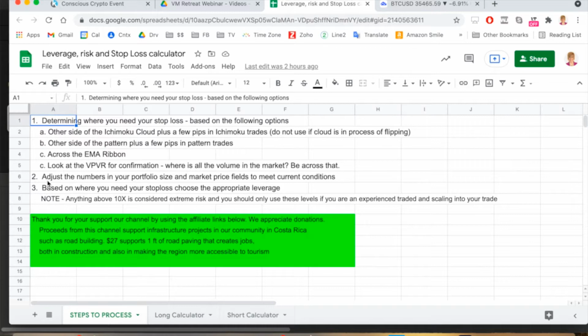The second thing you're going to do is adjust the numbers in the spreadsheet, which I'm going to show you in a minute. Make sure your correct portfolio size and the current market price of Bitcoin, or whatever cryptocurrency you're trading or using this field to calculate, is correctly placed. Then number 3, based on where you determined you needed your stop loss, you're going to determine the appropriate level of leverage in order to choose your risk. So there are the steps. Now I'm going to explain each of those steps in a little more detail. You'll notice the next 2 tabs are a long calculator and a short calculator. The short calculator is exactly the same as the long calculator.